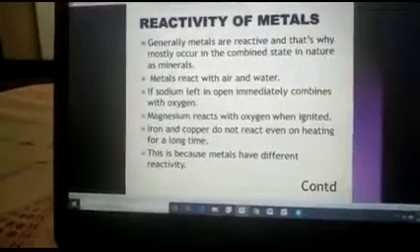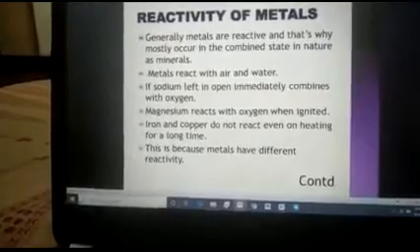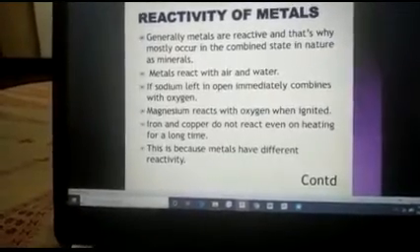Okay, students? Now come to the next chemical properties. Let's begin with the reactivity of metals. Yes, students. Metals have a particular reactivity.